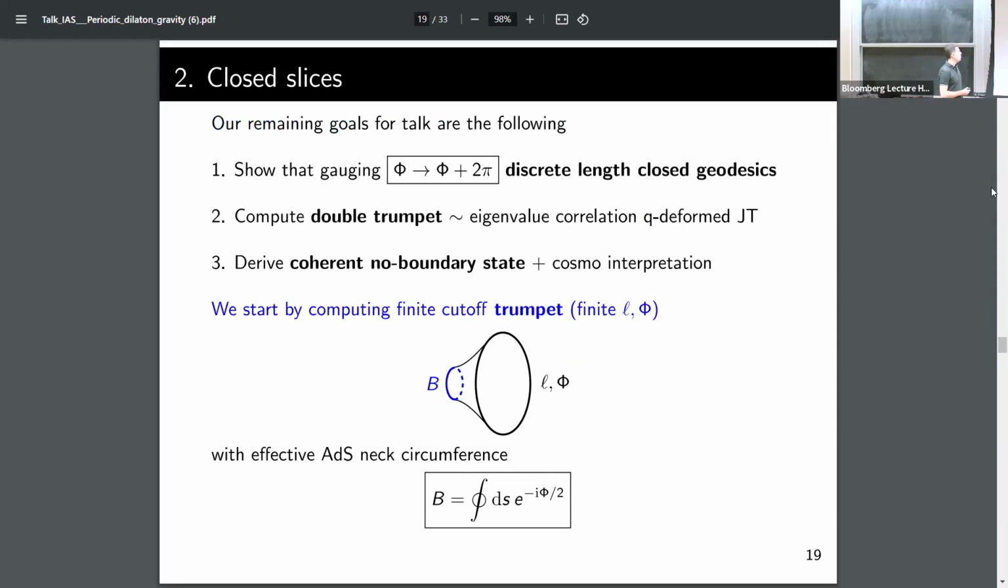Okay, so now I'll show that, in an appropriate sense which will become clear, gauging the shift symmetry in phi discretizes the length of closed geodesics. And I want to compute the double trumpet and describe this implementation. Yeah, so we'll start with computing the trumpet at finite cutoff in sine dilaton gravity, where this b parameter will label the effective circumference of the trumpet, again in the AdS metric. So again, this is a real parameter.